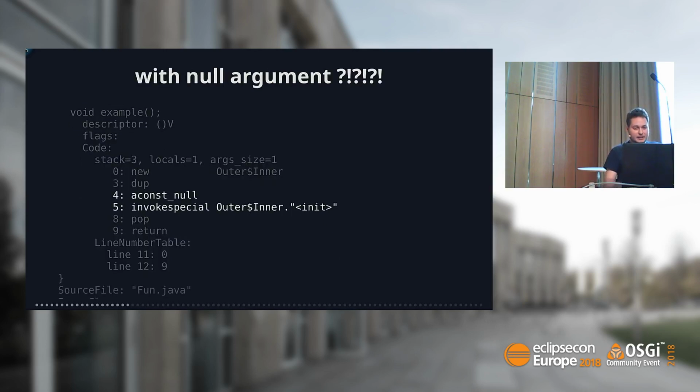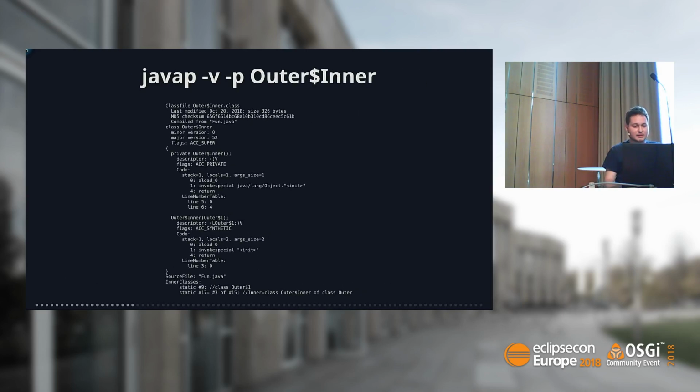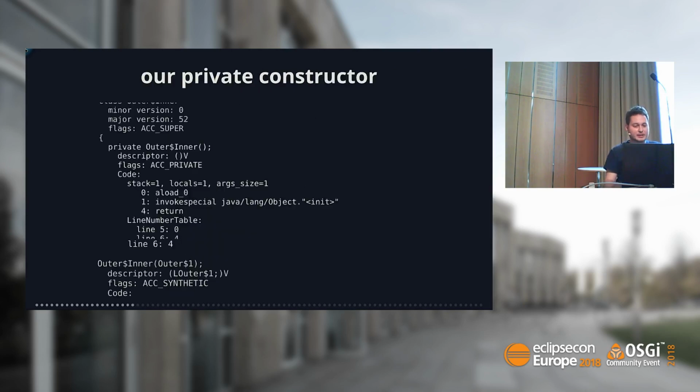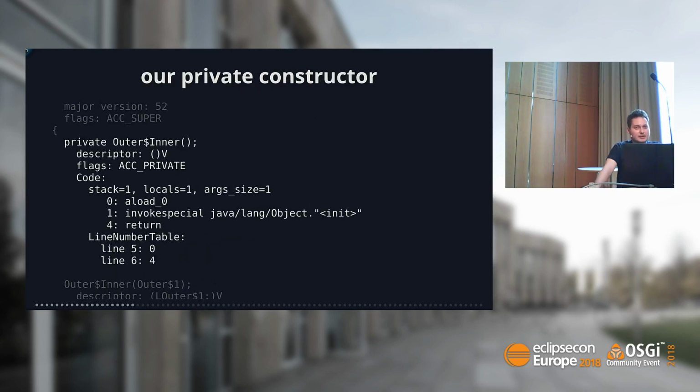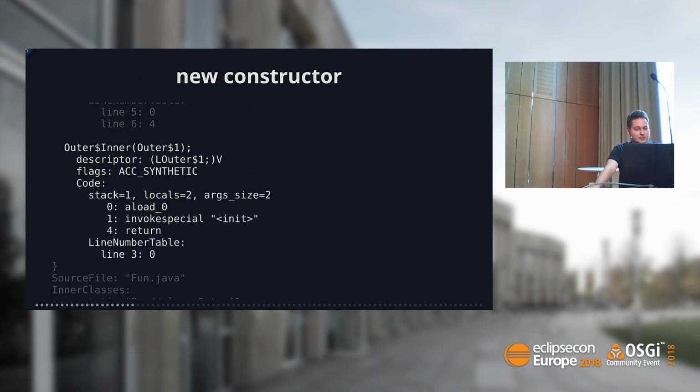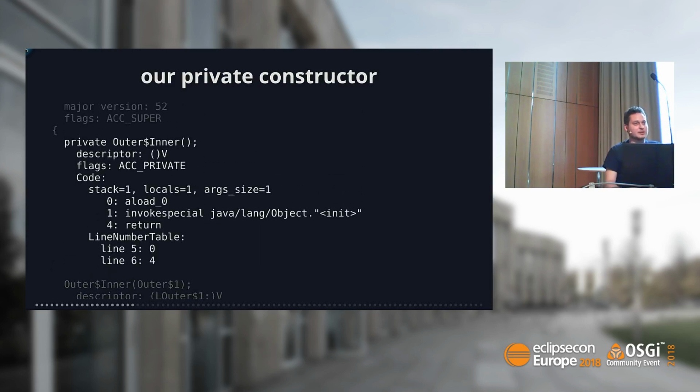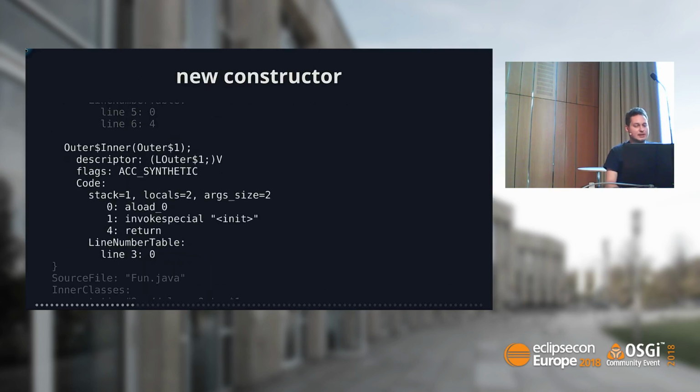What's interesting here is that we invoke the constructor with some argument, but our constructor was not accepting any arguments. What is this beast? Let's have a look at the inner class. Here is our private constructor. It has no arguments. And here is another constructor which was generated, which is synthetic. This constructor accepts some argument. Why is this done? Because our constructor is private. The new one is package local.